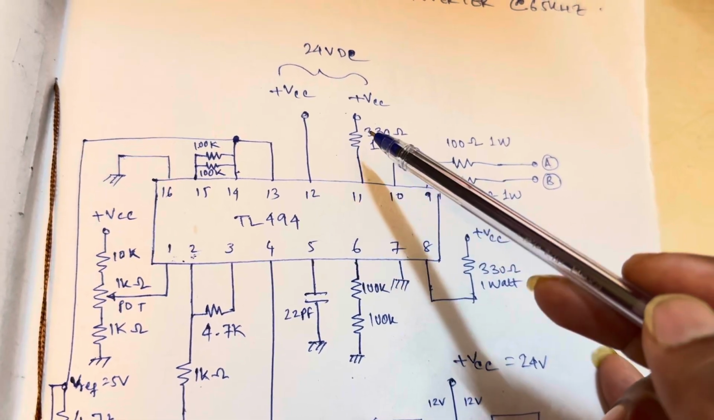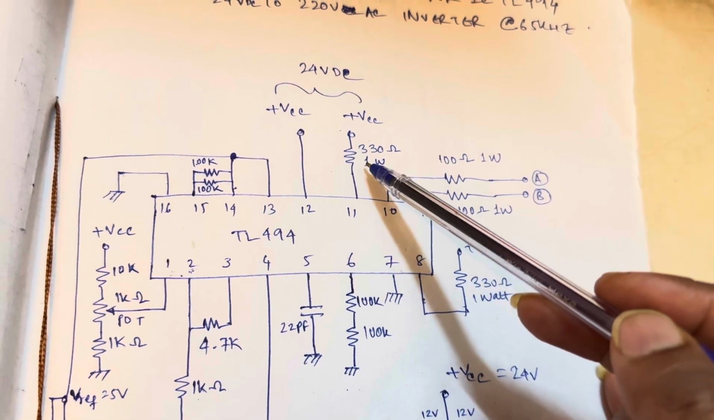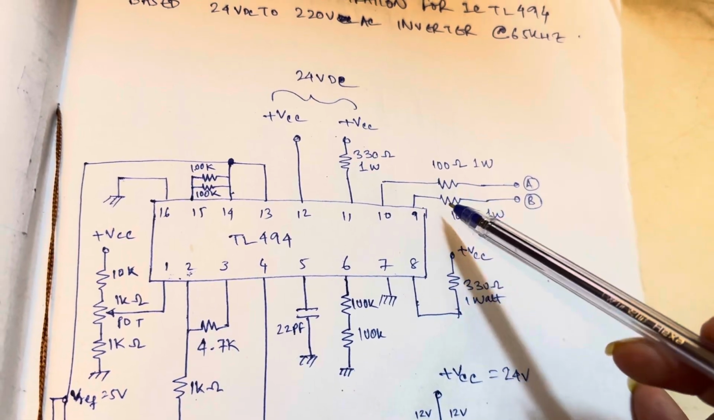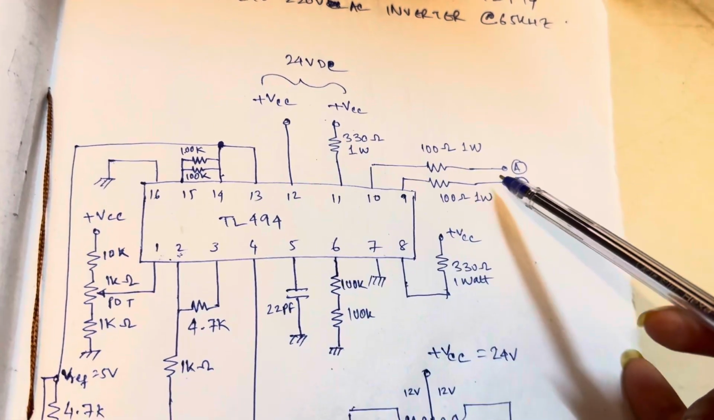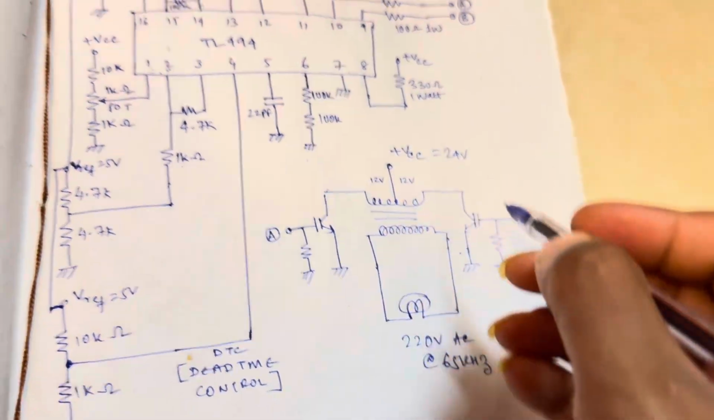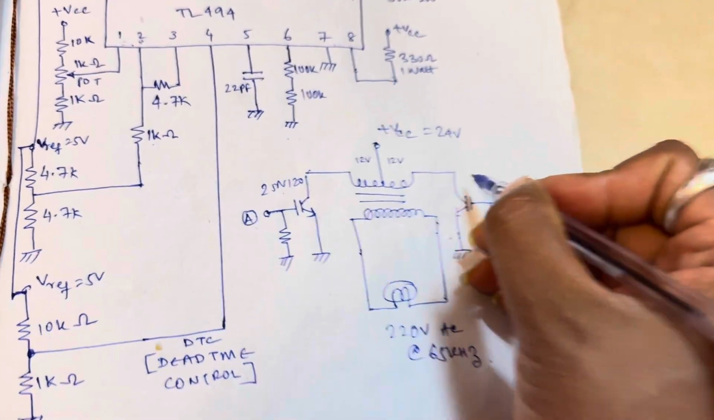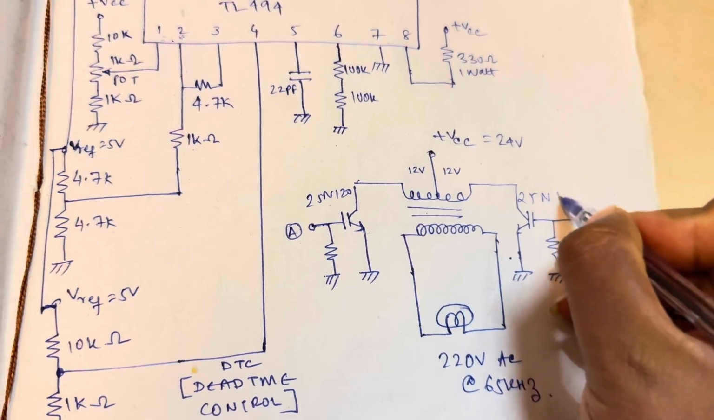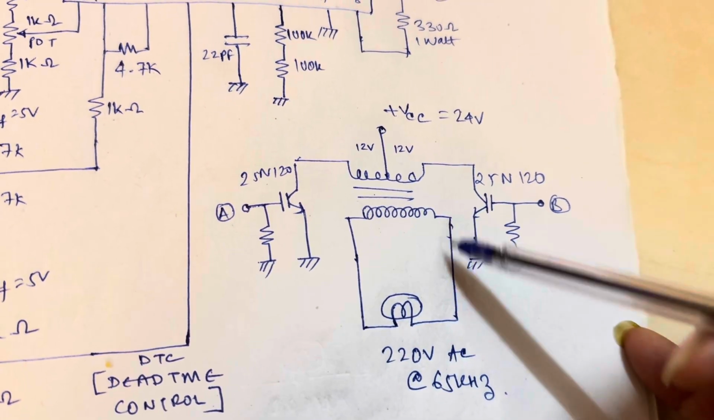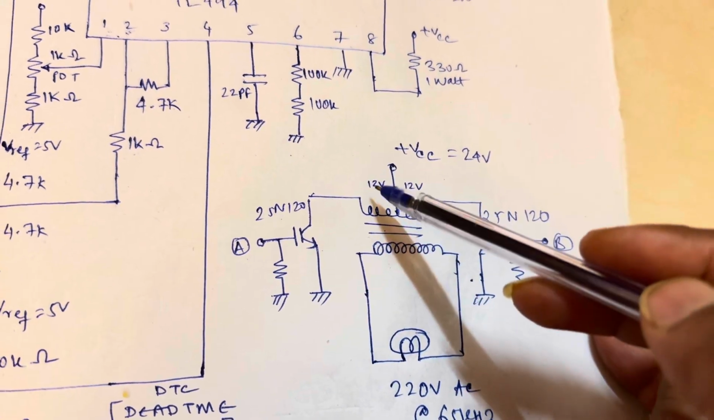Here you can see this is the most important thing. The collectors, pin number 11 and pin number 8, are pulled up to the supply voltage with 330 ohm resistors, and the output signal is taken from the emitter. This is finally connected to the IGBTs 25N120. Both are the same IGBTs. And this is the secondary winding of the transformer, 220 volts, and a bifilar winding of 12 volts each.